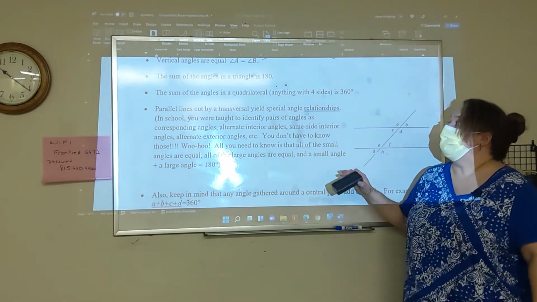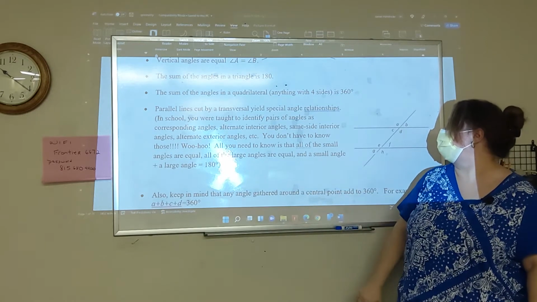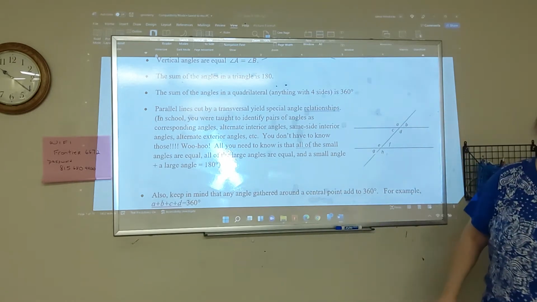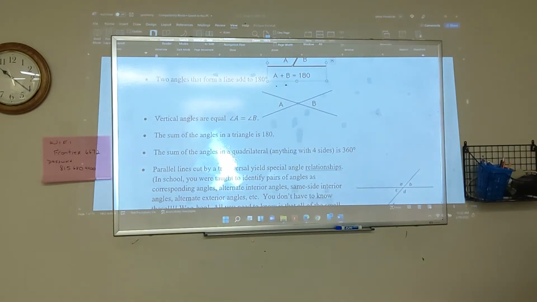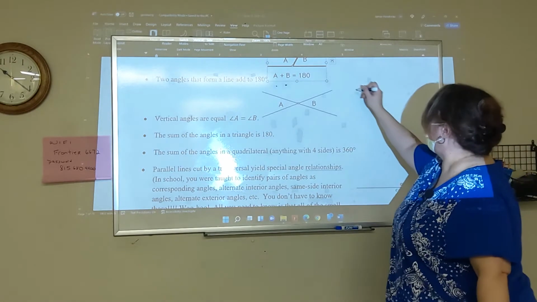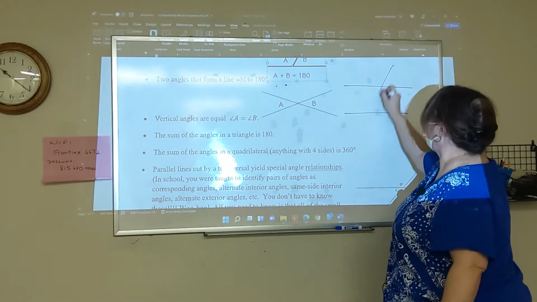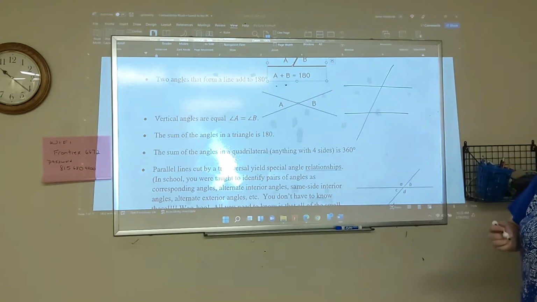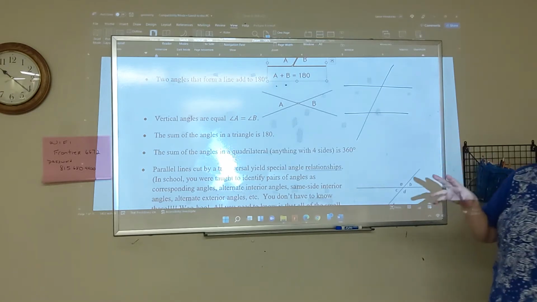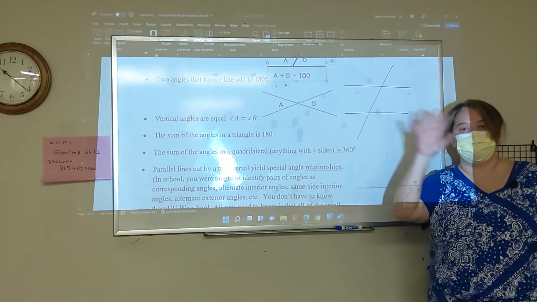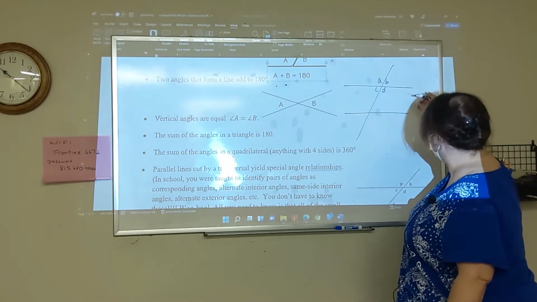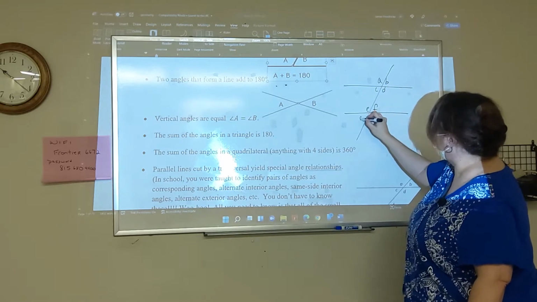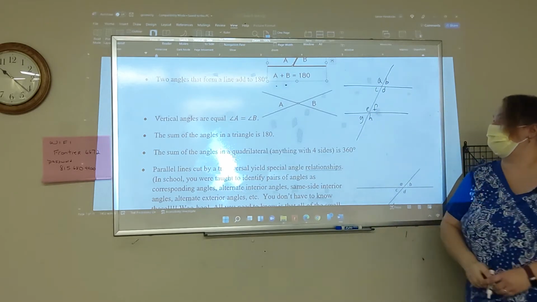That's it. Parallel lines cut by a transversal. Let's talk about that. I need more blank paper. Okay. So if you have parallel lines cut by a transversal, in school you were taught all kinds of fancy names to go with that picture, right? Like corresponding angles and alternate interior and so on. We don't need any of that, so don't worry about it. What we do need to look at, here's what we need to know about this picture.